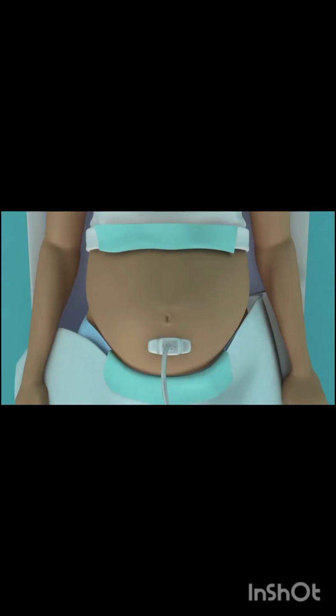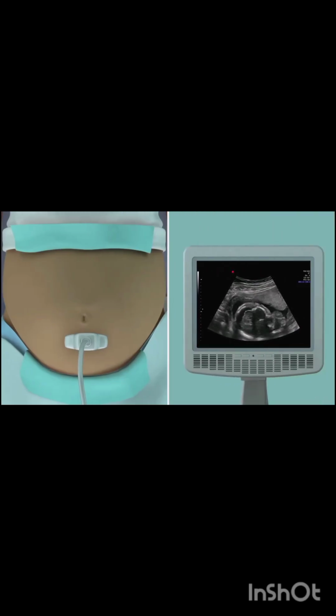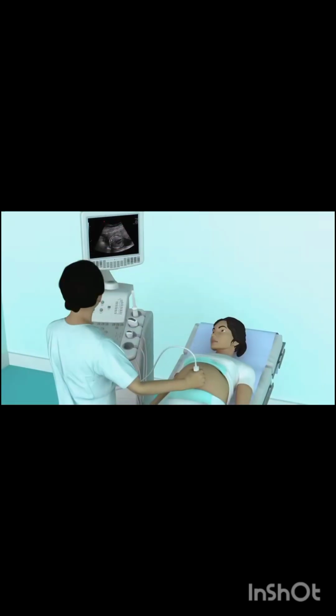Maintaining a transverse orientation, slide the probe up towards the maternal umbilicus to identify the fetal heart and heartbeat. If the fetal heart is not seen in this sweep, slide the probe to the maternal right and then left to locate it and confirm that the heart is beating. Let the woman view the screen.